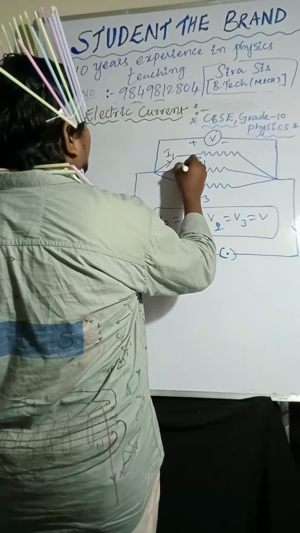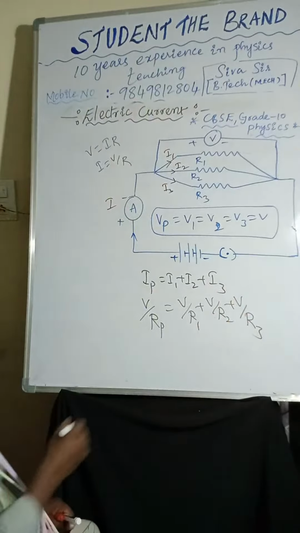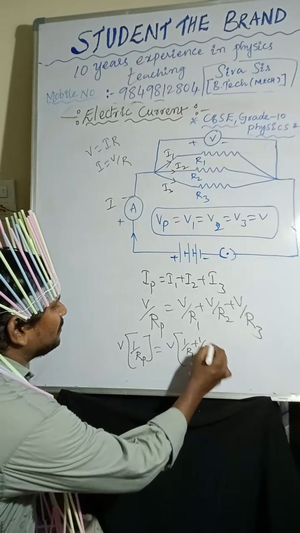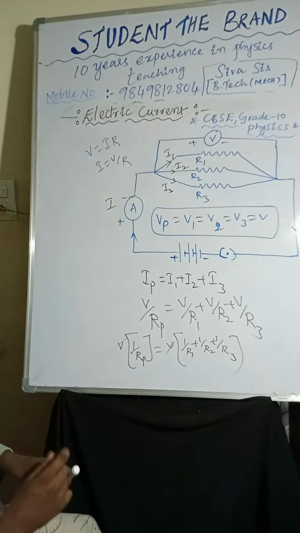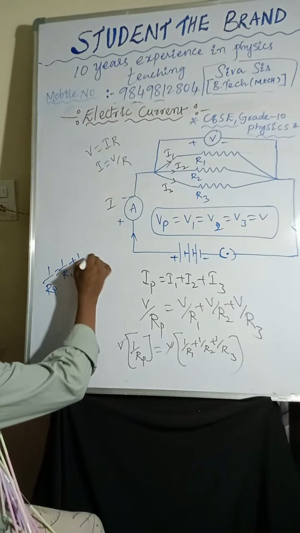From Ohm's law, V equal to IR, I equal to V by R. So V by Rp equal to V by R1 plus V by R2 plus V by R3. Taking V common, it cancels. The remaining thing is, if resistors are connected in parallel combination, 1 by Rp equal to 1 by R1 plus 1 by R2 plus 1 by R3.